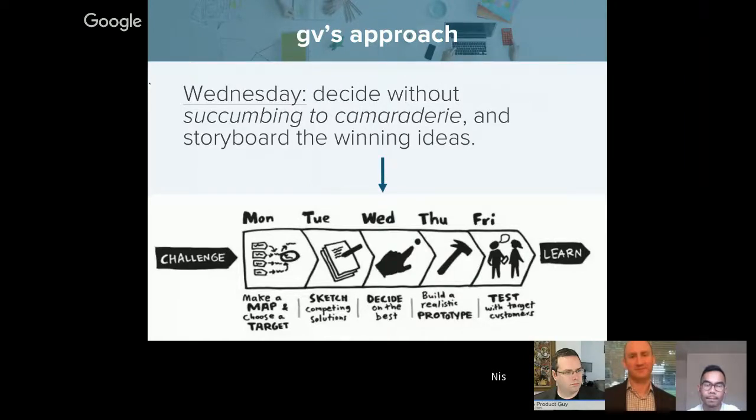So they propose on Wednesday a variety of different ways for making decisions given the previous 2 days of brainstorming, because they really need to start focusing on what to do here. So they have a couple interesting things they do.